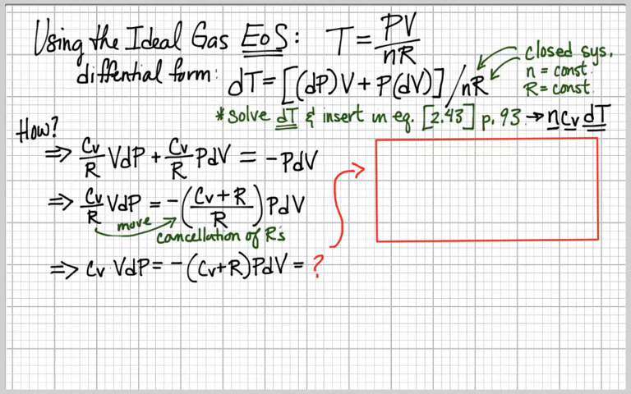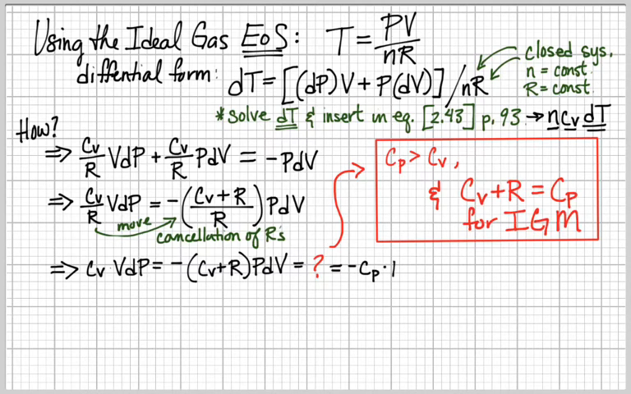Now, why do we have that? What could we use to solve this if we have CV plus R? What do we know about an ideal gas and the constant volume heat capacity versus the constant pressure heat capacity? Well, we've already learned that the constant pressure heat capacity is larger than the constant volume heat capacity. So CV plus R for an ideal gas model is going to be equal to CP, and that's why you're seeing the substitute for minus CP instead of CV plus R. And that's going to be equation 2.45.